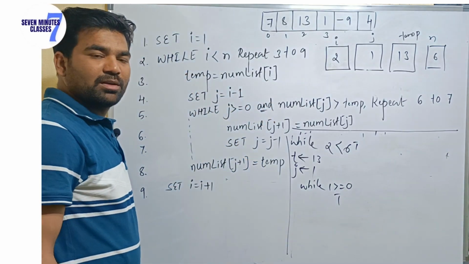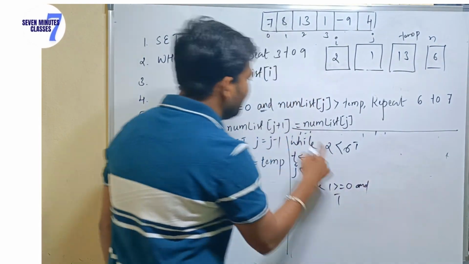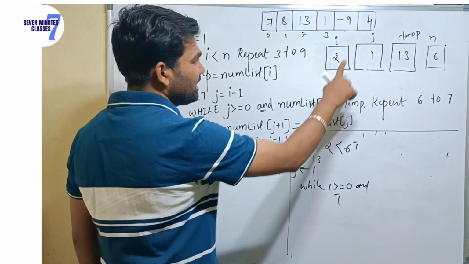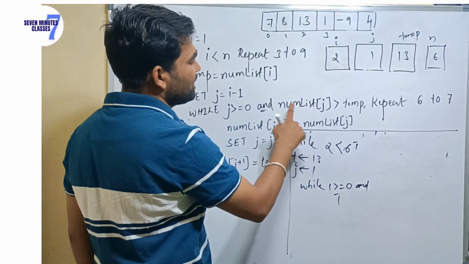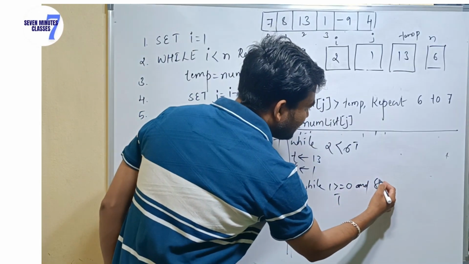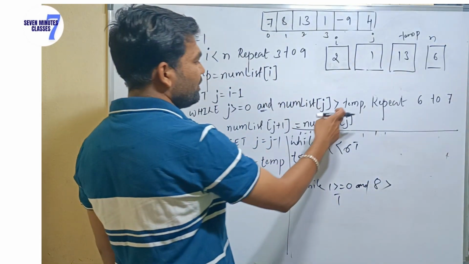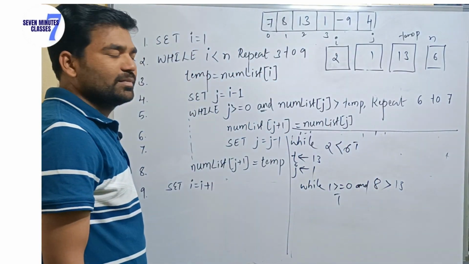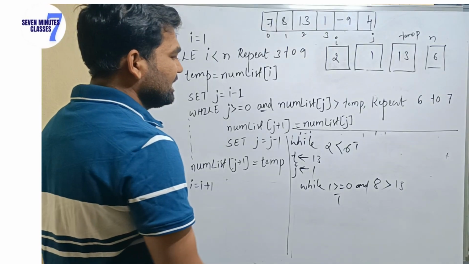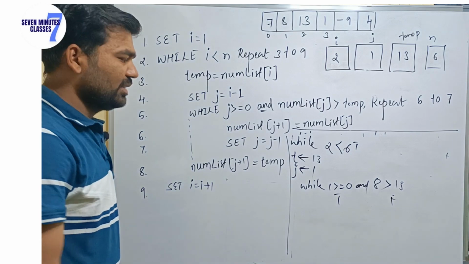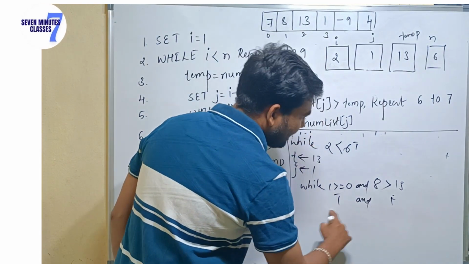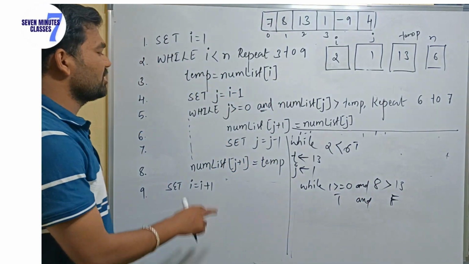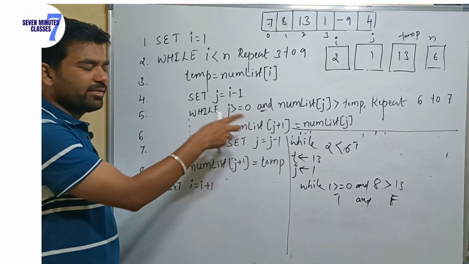Yes, it is true. And okay, num list of j, directly I will tell here only. Num list of j, what is the value of j? It is 1. Num list of 1, what is num list of 1? It is 8. Greater than what is the value of temp? The value of temp is 13. Okay. Now, this is false. This is true and this is false. And this will be false only because of the and. One is true, another one is false. The condition is false, so out of the while loop. Because this is false, we will not enter into this.